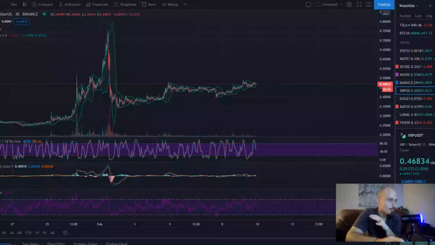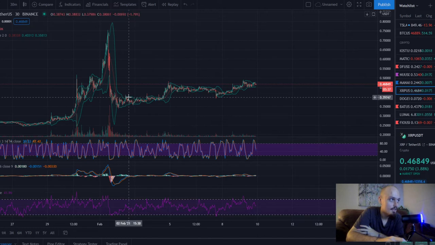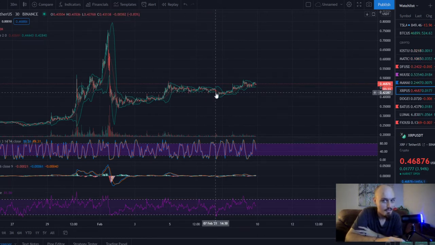What is up, everybody? Today we're going to be doing technical analysis on a few different currencies here. Right now we're going to do Ripple. We are looking at a 30-minute time frame. What does a 30-minute time frame mean? A 30-minute time frame means that each one of these candlesticks you see represents 30 minutes of price action.